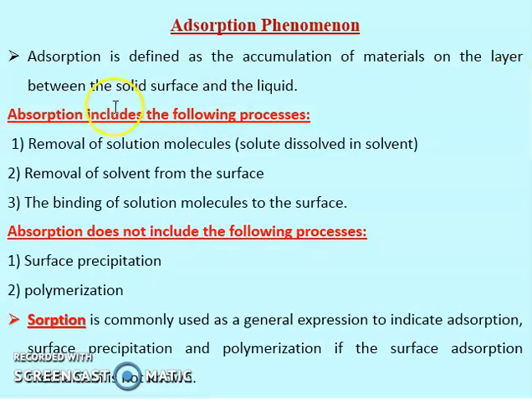It is the accumulation of material on a layer between a solid surface and liquid. If the mechanism is not known, then an expression should be used. This expression is called sorption. Sorption is used when you are not able to distinguish between adsorption, precipitation, and polymerization. So sorption is commonly used as a general expression to indicate adsorption, surface precipitation, and polymerization if the surface adsorption mechanism is not known.